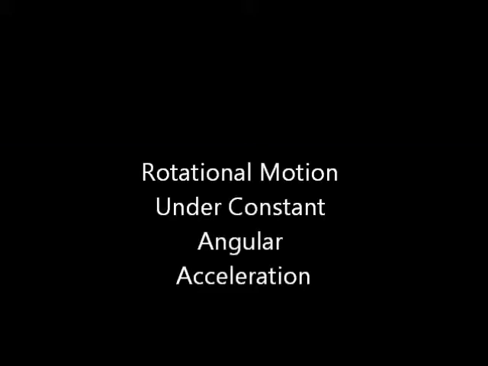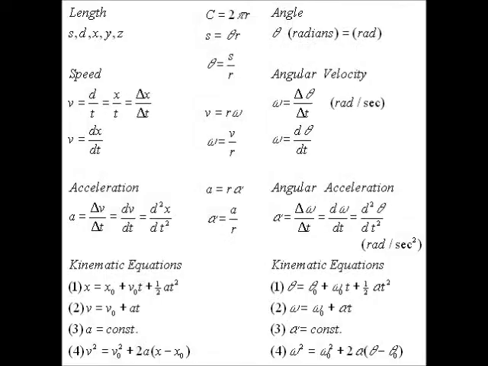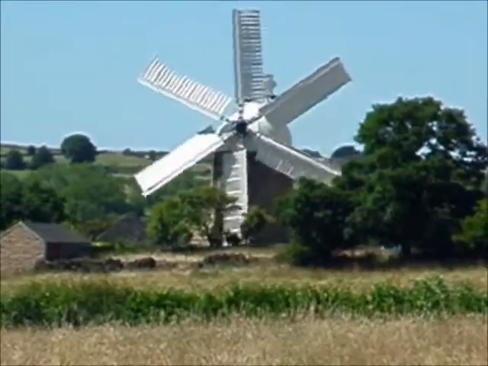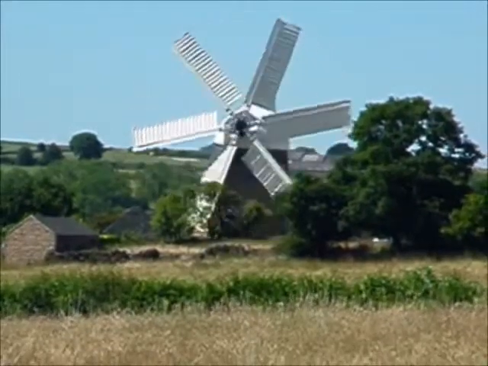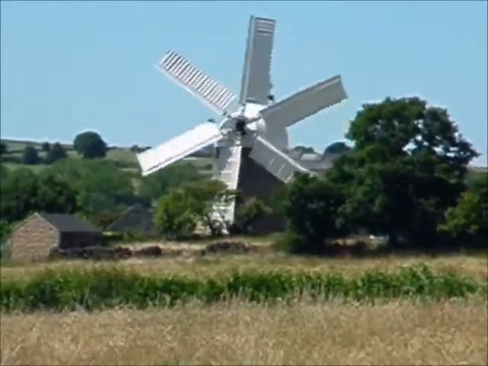The second part of Chapter 7 is titled Rotational Motion under Constant Angular Acceleration, and these equations mirror those of the linear motion equations. Just substitute the variables used for angular acceleration and angular problems in for those of the linear motion ones. These equations can be quite useful if you want to find something like the angular displacement of a windmill as it is hit by a gust of wind.